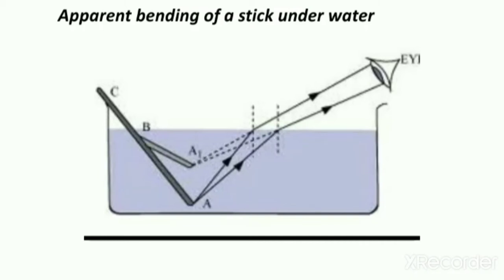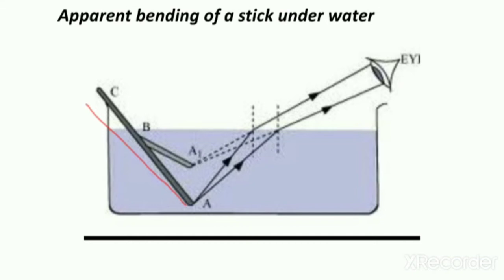Hello everyone. Today we will discuss the apparent bending of a stick underwater, and after that we'll see a few consequences of the refraction of light. So as you can see in this diagram, there is a stick ABC which is immersed in water.